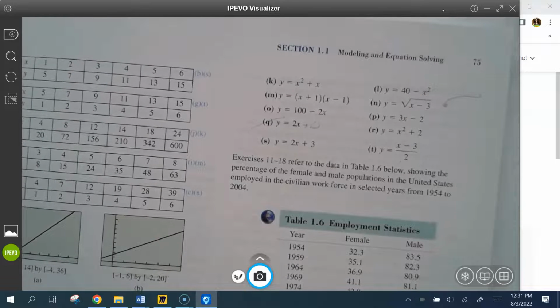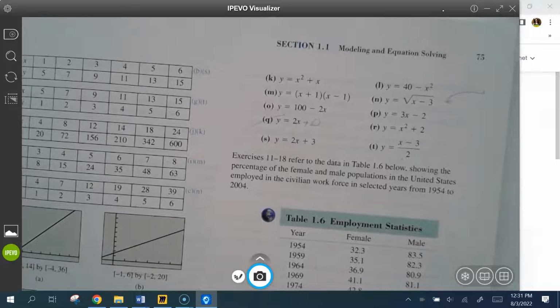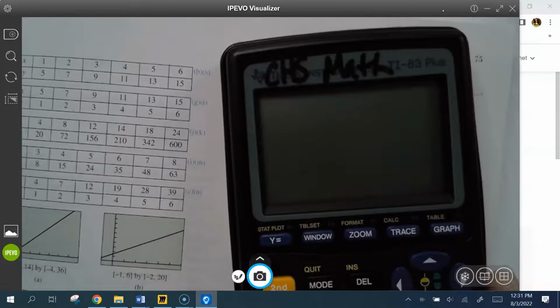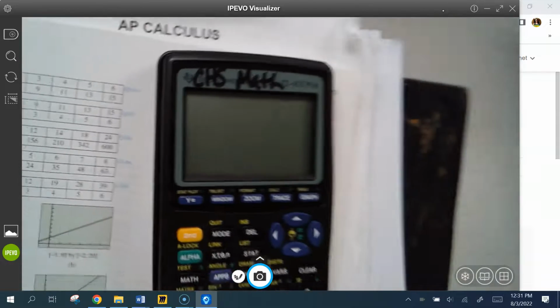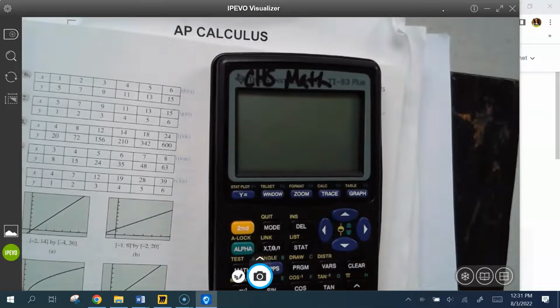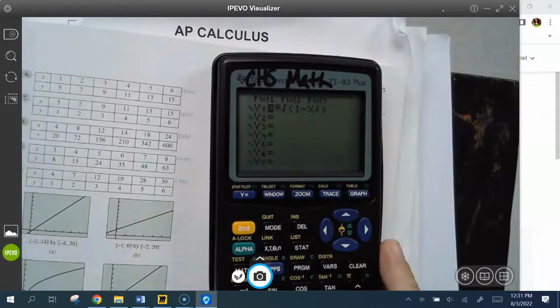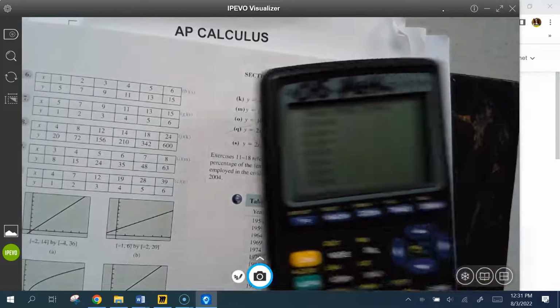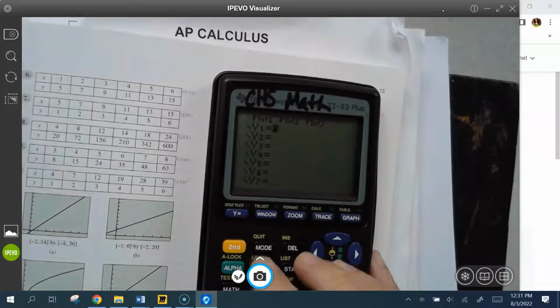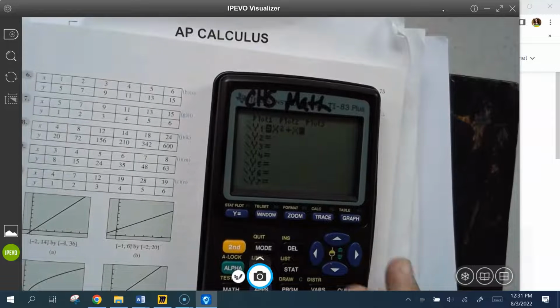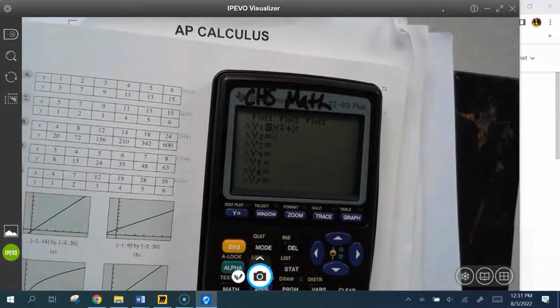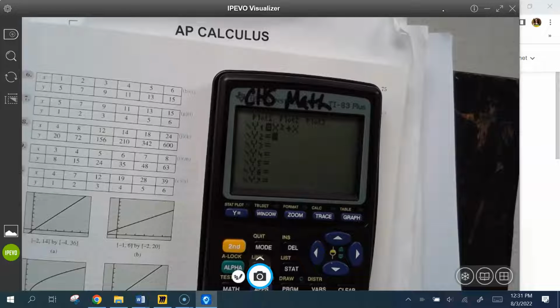So the first thing I want to do, and I helped several of you with this yesterday, maybe Jackson, you're talking about adjusting the window, maybe? X squared plus X. So I'm going to type X squared plus X in here for Y1. If you don't have something entered in Y1, your table's not going to work. You have to have an equation entered in there, okay?